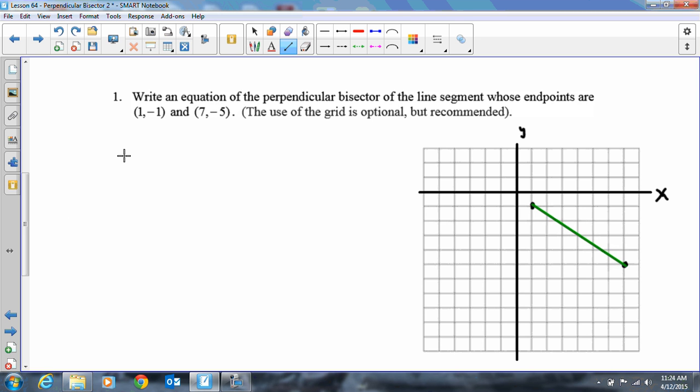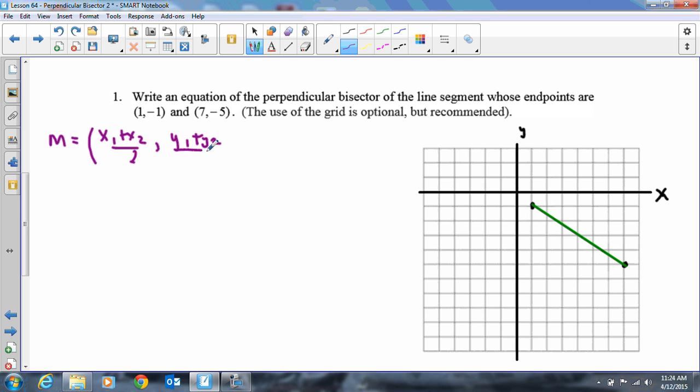So step 1 said find the midpoint. So I am going to now go ahead and use the midpoint formula, although, again, you could also just find the midpoint on the graph. So let me start with the midpoint formula here. The midpoint formula is, this is a reminder for you guys, x1 plus x2 divided by 2, comma, y1 plus y2 divided by 2. That's the average of the x's, comma, average of the y's.